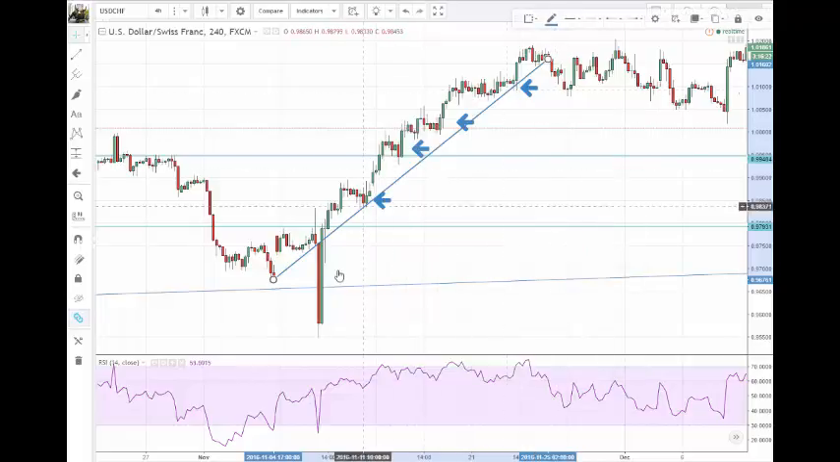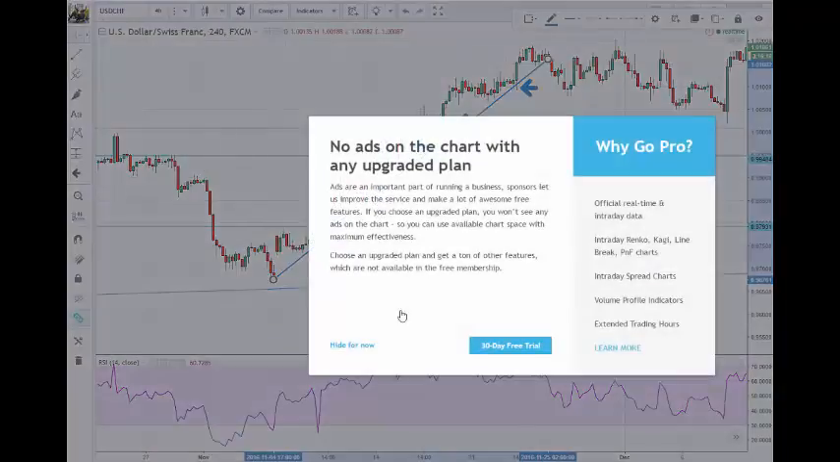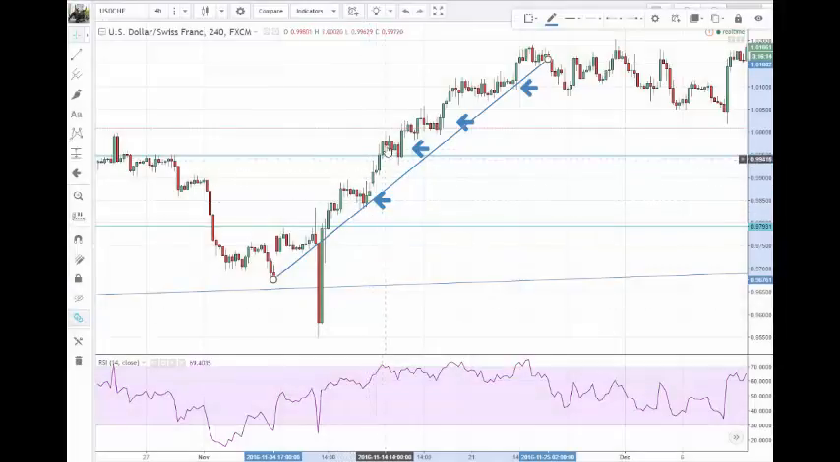This is it. So the first pullback touched this trend line, and then we moved away from it. Then we came close to the trend line again, and of course we see a horizontal line here as well. It touched this support, and we moved again near the trend line.